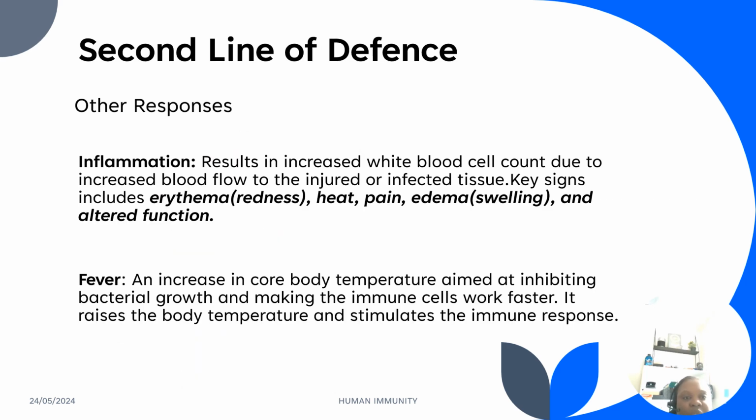Other second line of defense includes inflammation, which is a physiological response to increase the white blood cell count at the site of infection. The key signs of inflammation are redness, swelling, heat, pain, and altered function. Fever is a system-wide sign of inflammation that raises the body temperature and stimulates the immune response by stimulating leukocytes to kill pathogens, and inhibits the growth of many pathogens by the rise in body temperature.